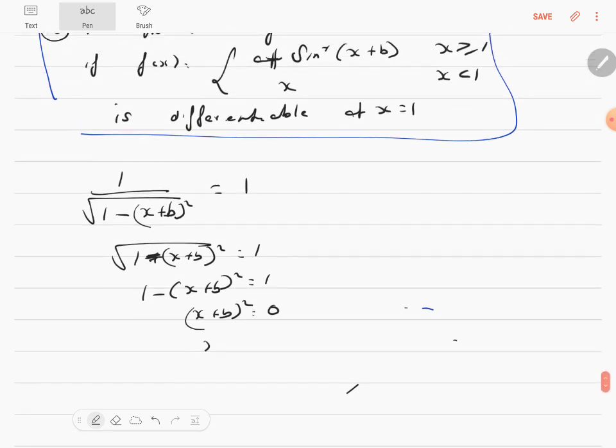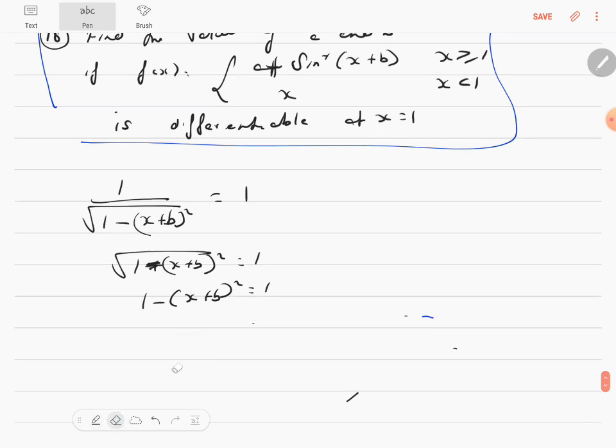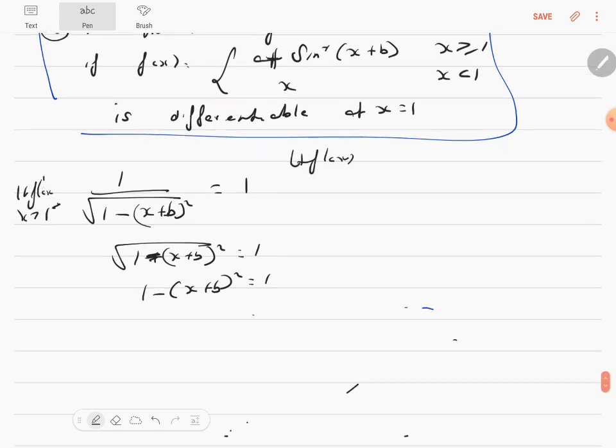But you know that this is for limit of f dash of x, where x is tending to 1, be it from the left and the right. This is from the left and this is the limit of f dash of x tending to 1 from the right. So you can directly substitute 1 here, so 1 minus (1 plus b) the whole square is equal to 1. So (1 plus b) the whole square is equal to 0, therefore b is equal to minus 1.